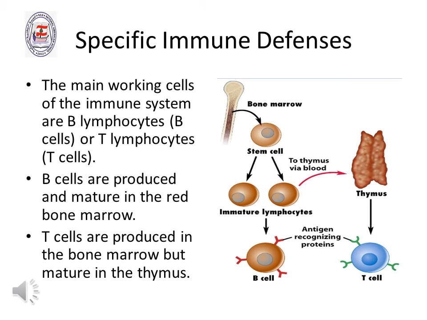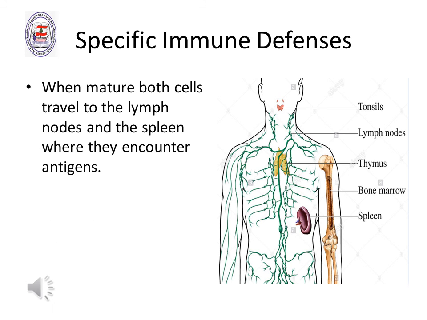The main working cells of the immune system are divided into two: B lymphocytes, or B cells, and T lymphocytes, or T cells. B cells are produced and mature in the red bone marrow. T cells are produced in the bone marrow, but they mature in the thymus. In this figure, you will see the thymus, in the middle of the chest, where white blood cells mature. When mature, both cells travel to the lymph nodes and the spleen, where they encounter antigens.